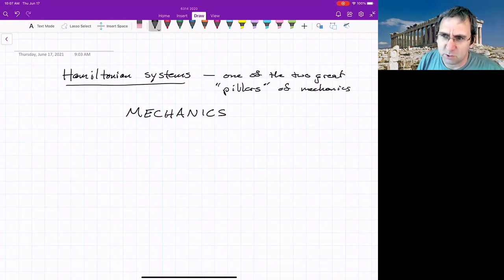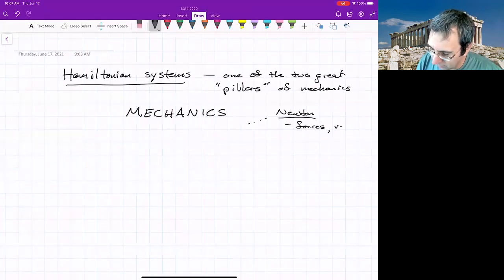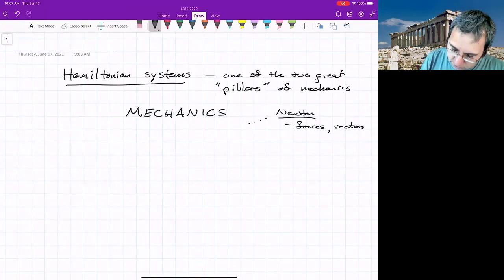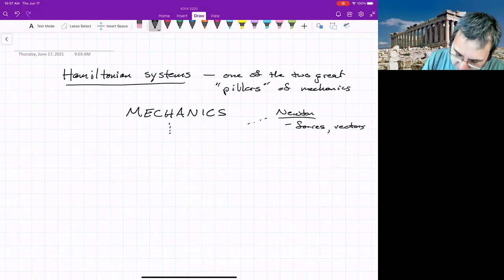And the way that it's usually first taught is you've got Newton and Newton's laws. So that involves forces and vectors. But when you want to do more advanced analysis, you sort of get away from the whole vector approach to things, although maybe that was originally there to help derive stuff. But then we get into this world of analytical mechanics.